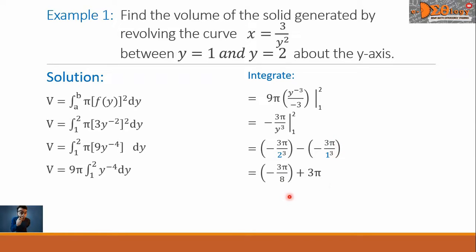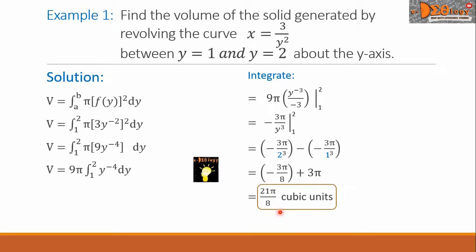The sum of these two expressions is positive 21 pi over 8 cubic units. This is the volume. This is the final answer.